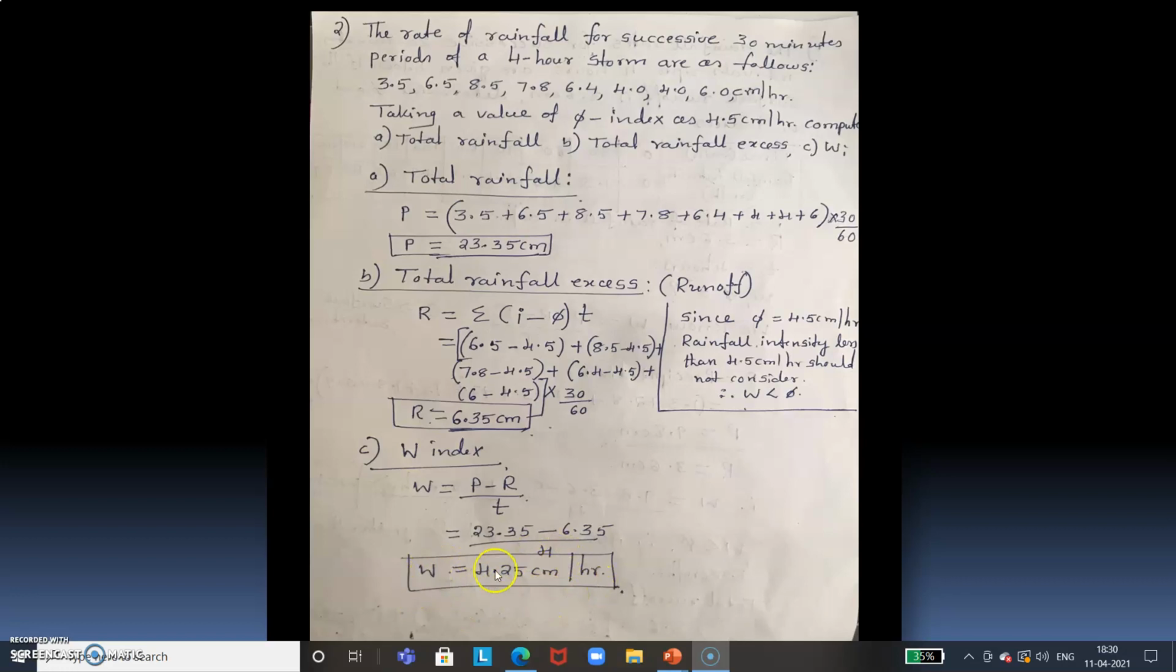So we can check the W here. W index is always less than phi index. W is 4.25, phi is 4.5 centimeter per hour. So W index is less than phi index.